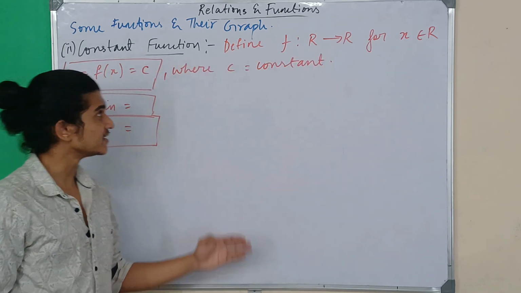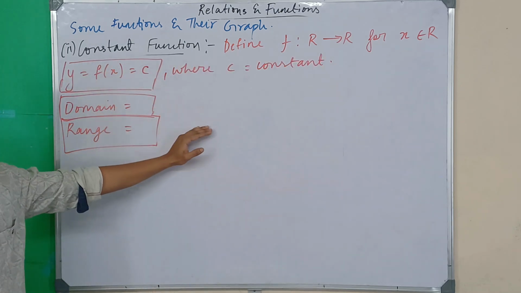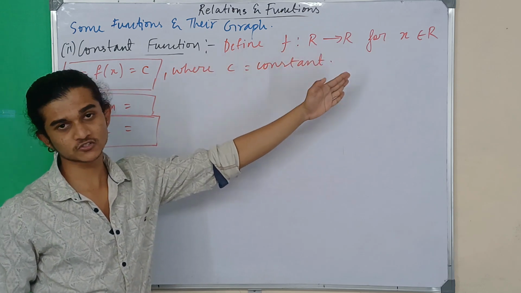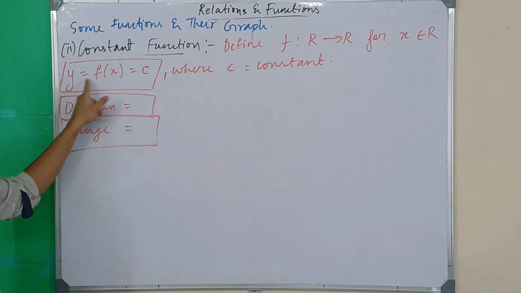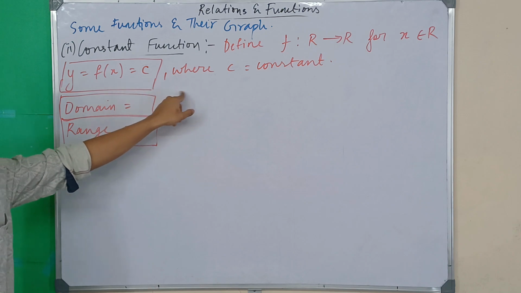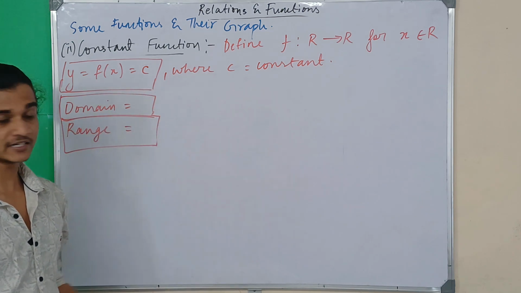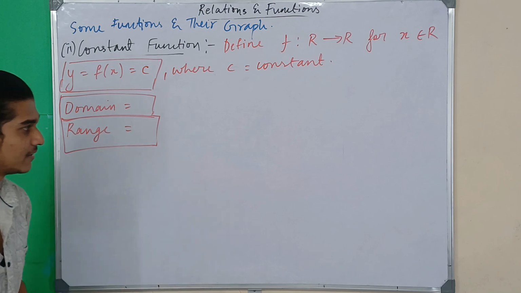The next type of function is the constant function. This function is defined as a function from R to R, for x belonging to real numbers. We define y equal to f of x equal to c, where c is a constant number. Now we're going to find the domain and range. Let us try to represent this in the form of a graph.